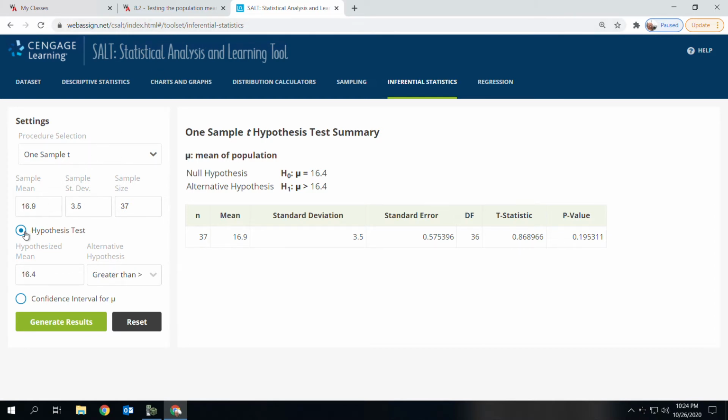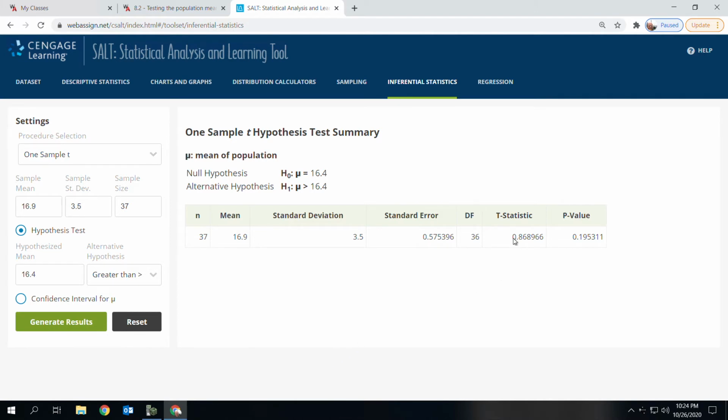We want to do hypothesis test. Our sample gave us an average of 16.9 feet for the wave height. Now, even though this says sample standard deviation, our population standard deviation was 3.5 feet, sample size 37. The null hypothesis is 16.4 feet, and we're testing whether the wave height of our sample is greater than that. So let's generate results.